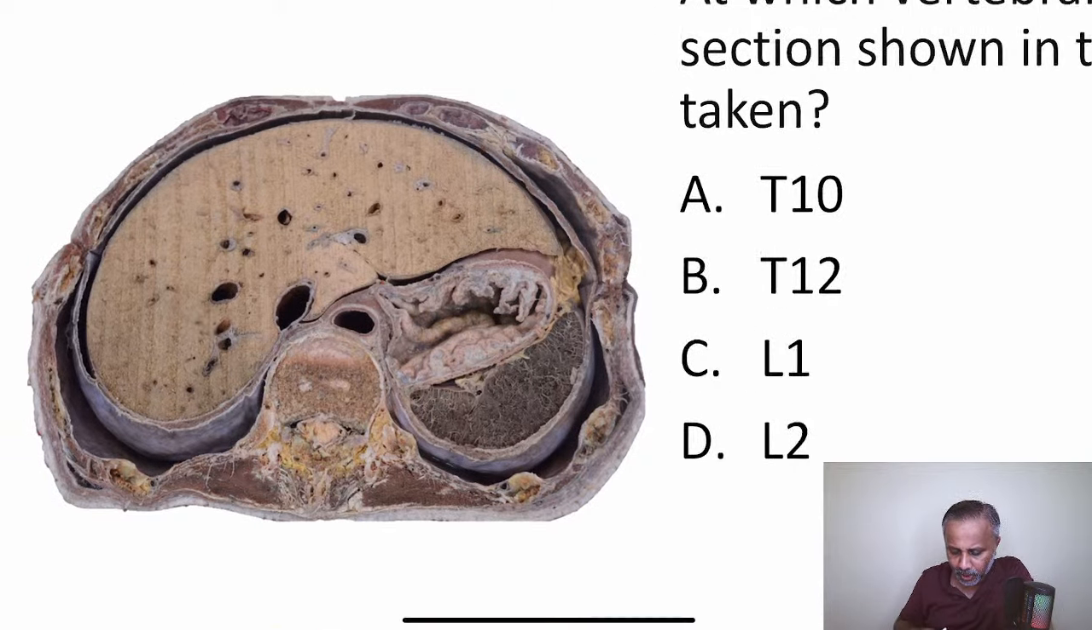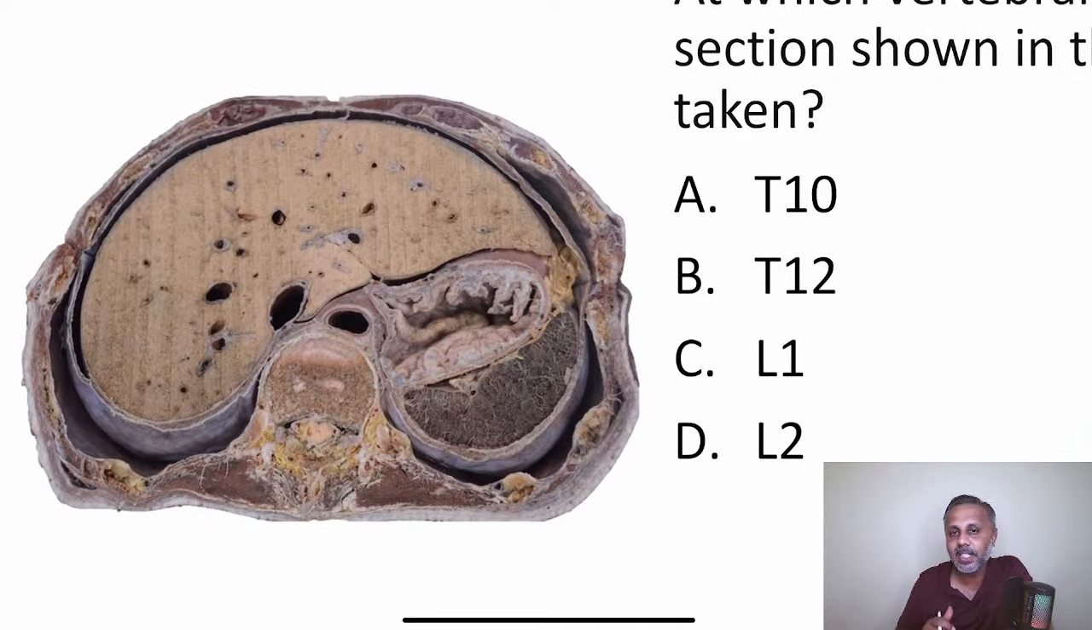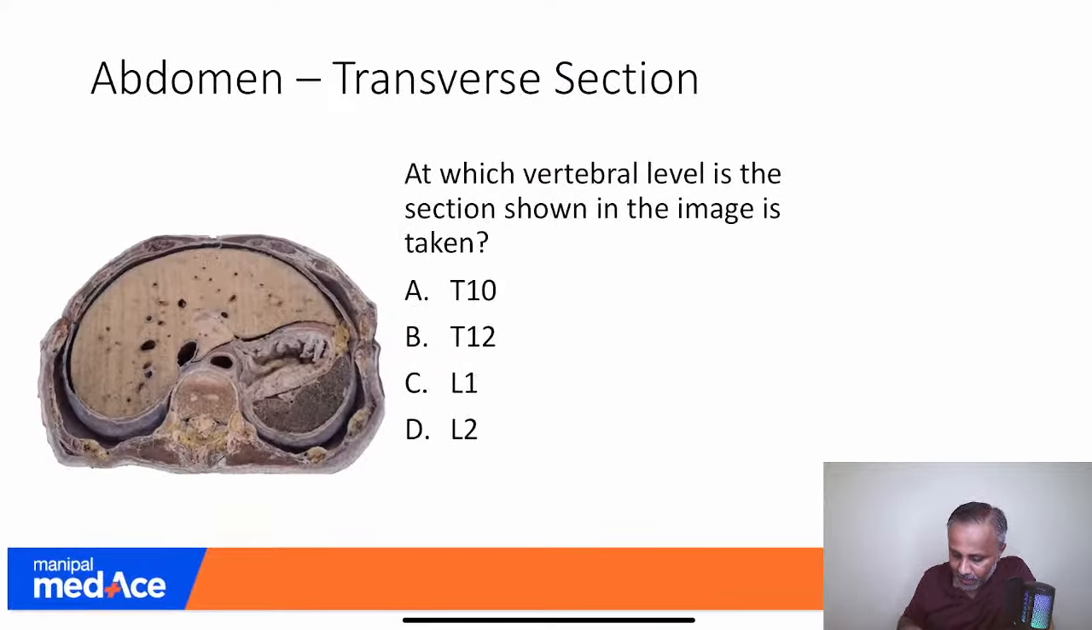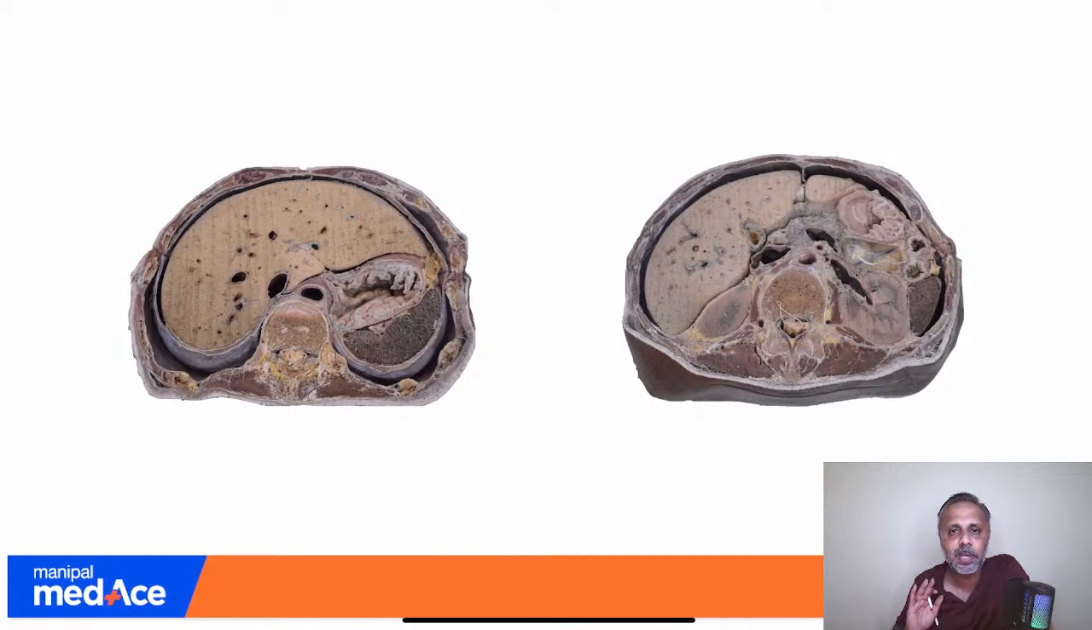Again, a lot of students said that this section was from T10 level, the esophagus was seen, and some of them said the esophagus was never seen, the sections of the lungs were not seen, so possibly this could be T12 section. So what I've done is I've taken the section at T12 level and I'll try to explain how to differentiate between the sections of the abdomen at various levels. Fine. Now for this, let's try to compare these two images.